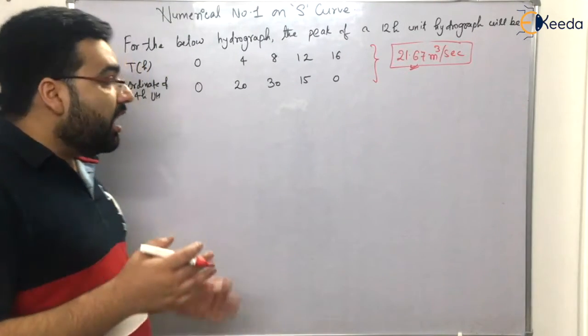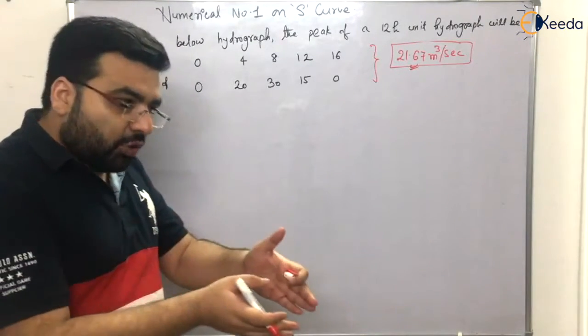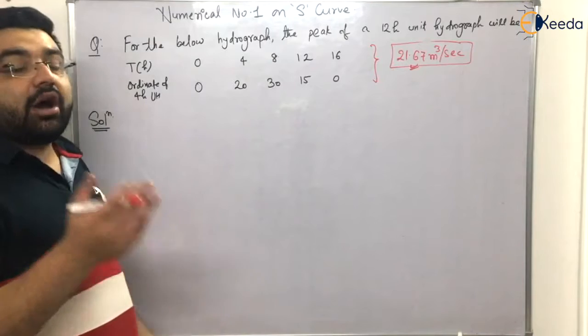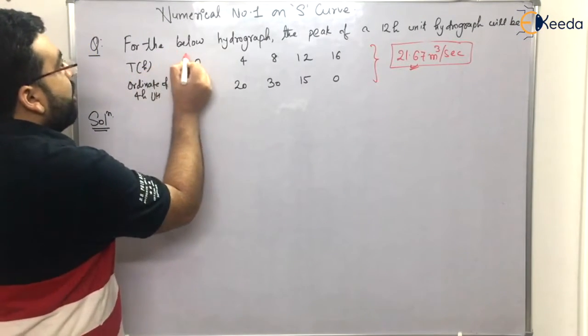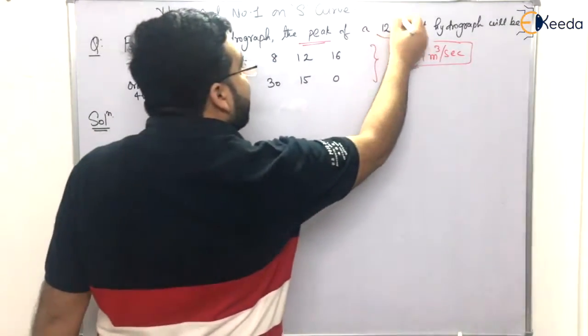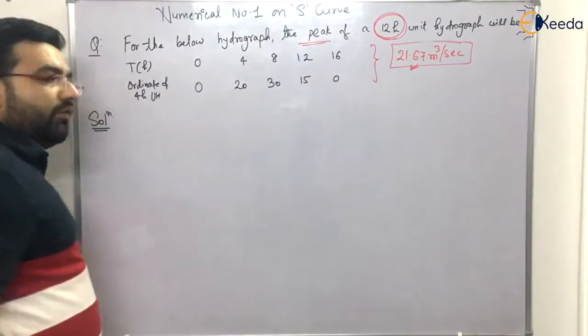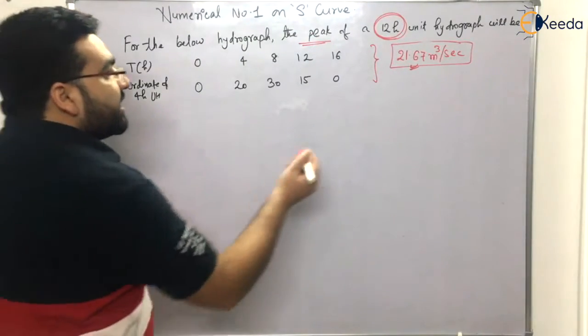In this method, I will also explain how to use the 4 steps which we have just discussed. The question is the same: for the below hydrograph, we have to calculate the peak of a 12-hour unit hydrograph. So we will use the S curve technique.